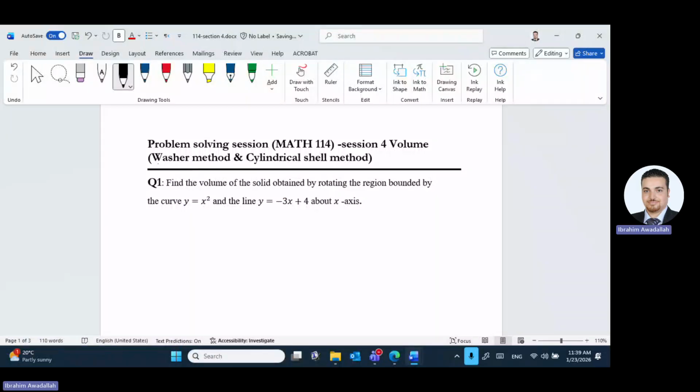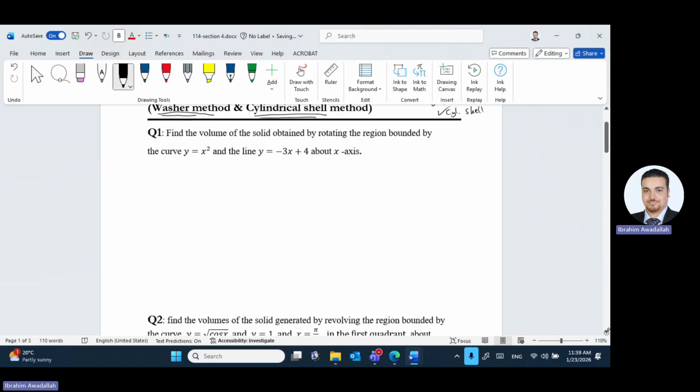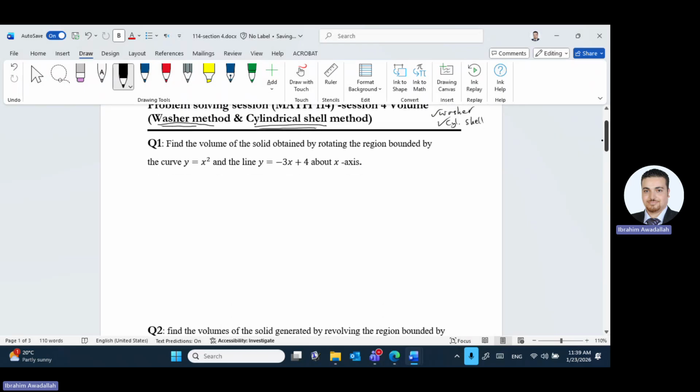As you see, this time we will use washer method, or my question will be about washer method and cylindrical shell method. In the last session, I was talking about cross-section method. We're done with the cross-section, and we're done with disk method. Today, as you see, we have washer and we have cylindrical shell. Let us start with the first question and how I will know if my question is disk or washer.